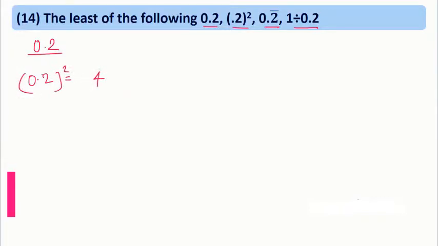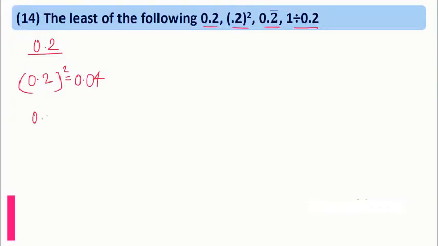Find the least of the following: 0.2, 0.2 square, 0.2 bar, 1 divided by 0.2. Now we have to find the least number amongst these. Again, this is very easy. First one is 0.2, right? Second one is 0.2 square. So 2 square is 4, and since there is only one decimal place in the number, the square will have 2 decimal places. So we'll have 0.04.